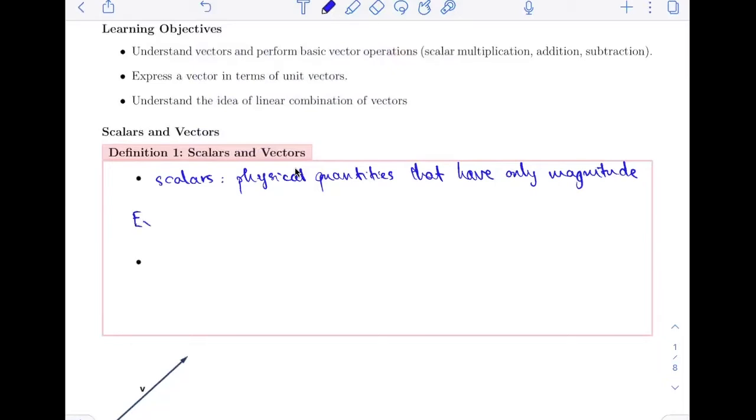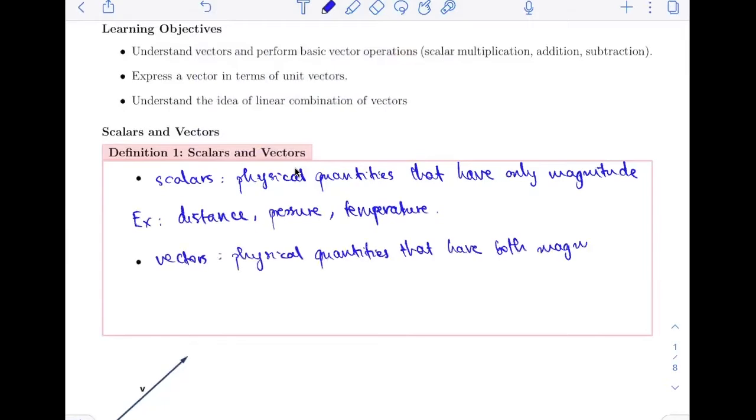So in this case, the examples are distance, pressure, temperature. In addition to scalars, we need to understand what vectors are. Vectors are physical quantities that have both magnitude and direction. One very classical example is the velocity of some object.